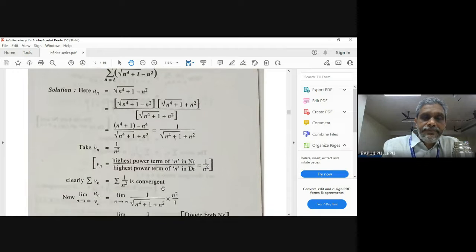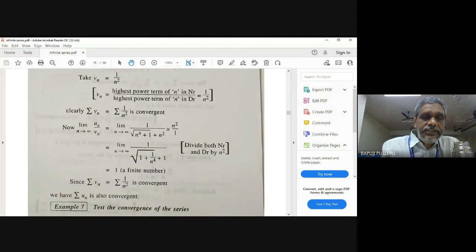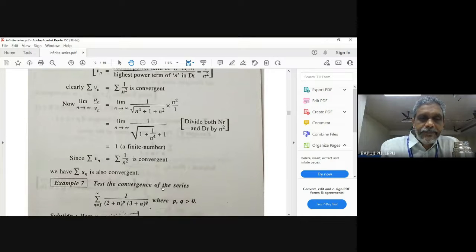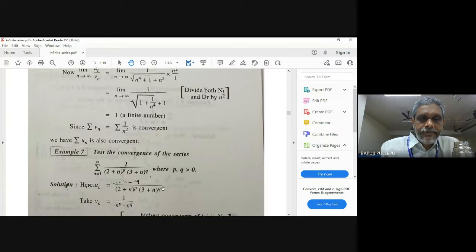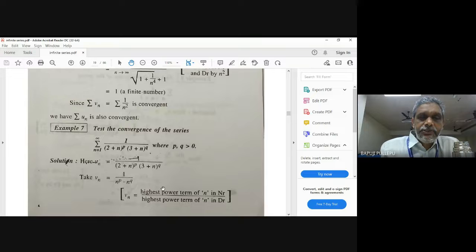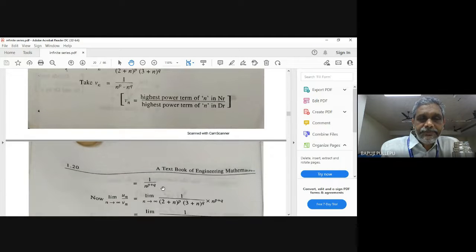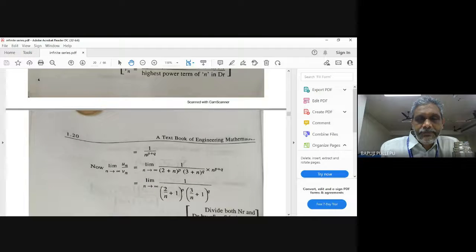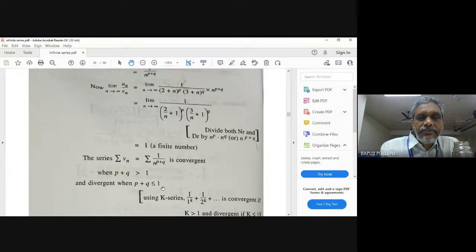A series. Limit will get, obviously. Any doubts now? Clear? N power p plus q we will get. P plus q should be greater than 1, you have to write. Otherwise, if p plus q is less, divergence you have to tell.